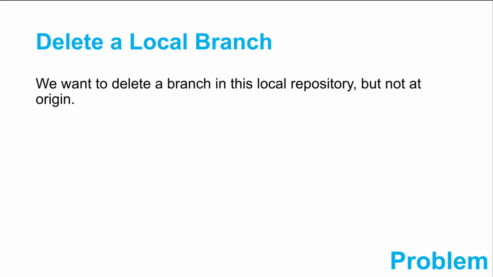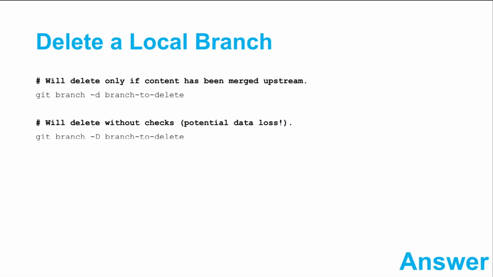All right. So how do you delete a local branch? Well, it's git branch dash D, either small or caps, depending on if you want to ignore everything, and then whatever you're going to delete. Small d will warn you and stop if there's unpushed content, whereas capital D will just be like, whatever. We don't care about that data.